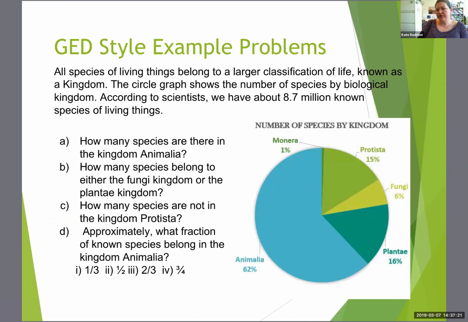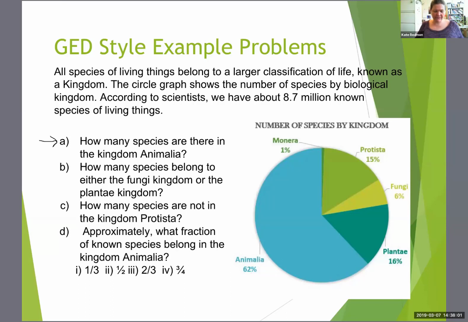We've got another graph here. It says all species of living things belong to a larger classification of life, known as a kingdom. The circle graph shows the number of species by biological kingdom. According to scientists, we have about 8.7 million known species of living things. And we come over here to our graph, and we see, again, number of species by kingdom. We don't have a key this time, but that's okay. Each one of our pieces is labeled with both a percent and a title, so we're okay. And then just like the GED, that's all the information. We still haven't reached the question yet, so let's take a look.